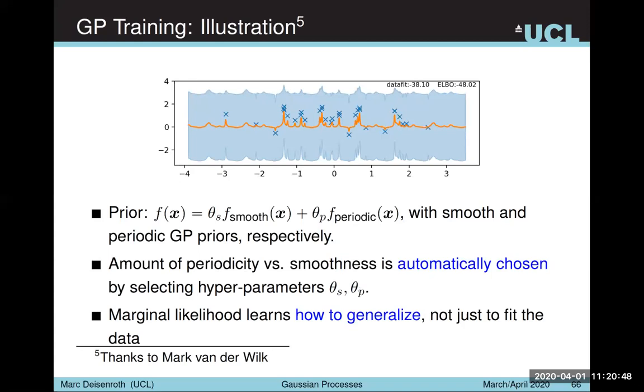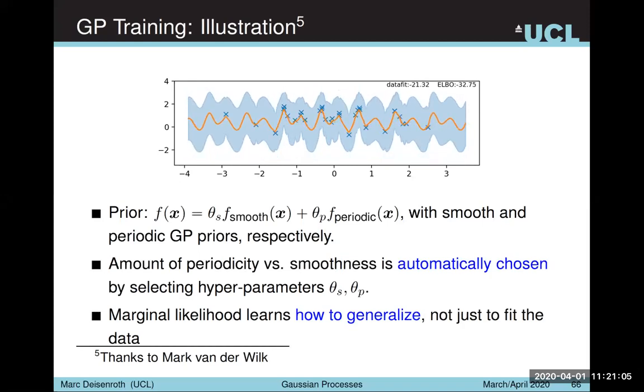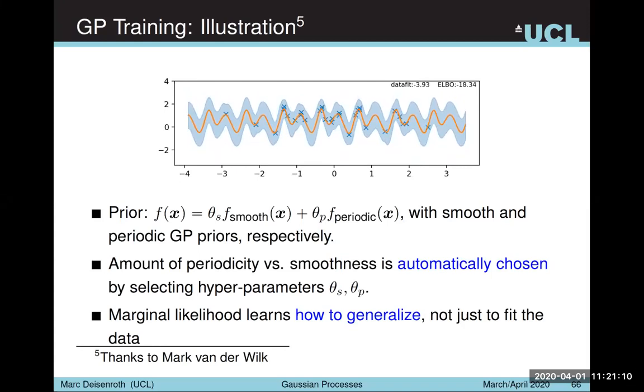And what we also see from here is that the marginal likelihood learns how to generalize and not just to fit the data. So it's another example of what we can see, that data fitting is not the prime objective of the marginal likelihood, but the marginal likelihood also has the model complexity term in it. And at some point it will favor simpler models over more accurately fitting the training data.